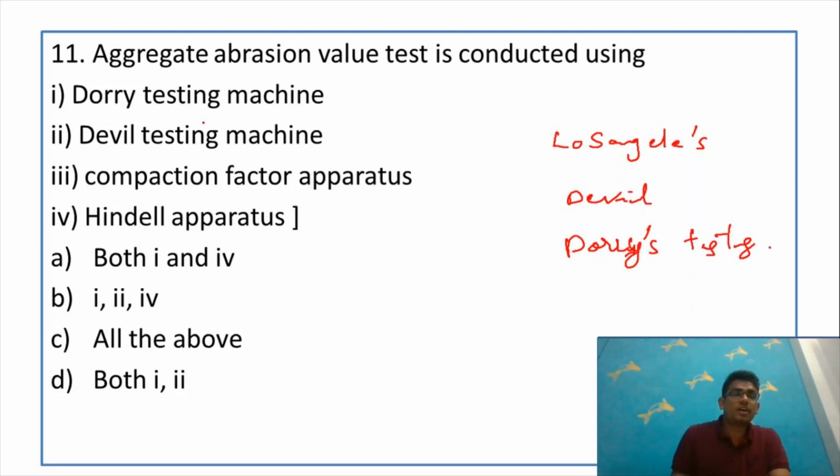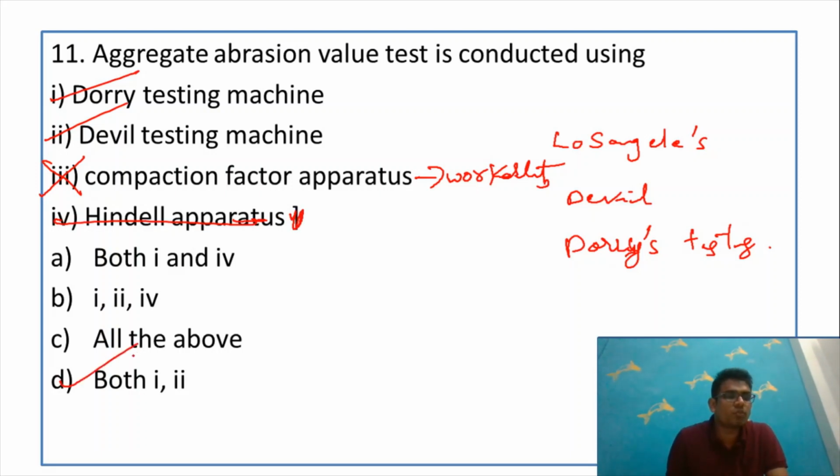Now in the options given here, you have Dorry testing machine, we can use. Deval testing machine, you can use. But can we use the compaction factor apparatus? No. This compaction factor apparatus is used to determine the workability of concrete, and this Hindle apparatus doesn't exist at all. So what is the answer here is both 1 and 2.